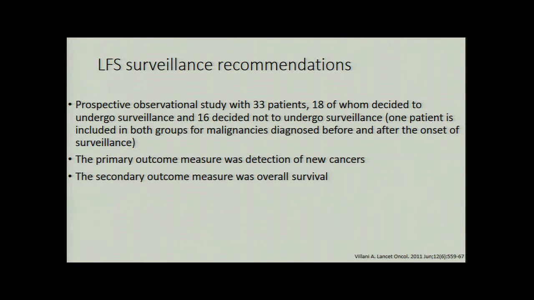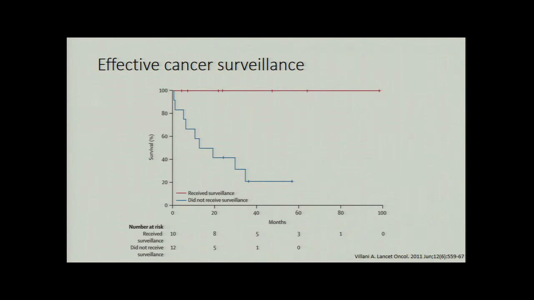The surveillance protocol detected 10 asymptomatic tumors in 7 patients that were undergoing surveillance, and 12 tumors developed in 10 individuals in the non-surveillance group. And this is showing the survival curve of these patients. The red line here is the survival curve for patients who elected to undergo this rigorous cancer surveillance, and the blue line is patients who did not receive surveillance.